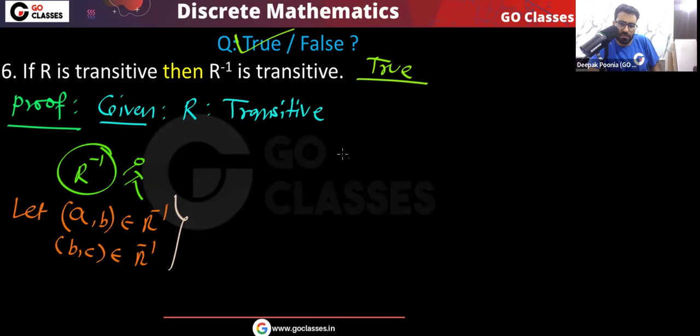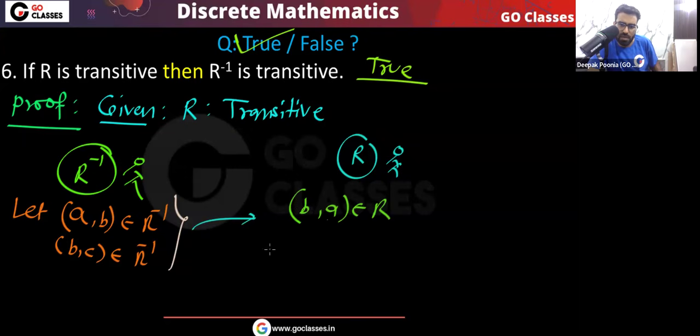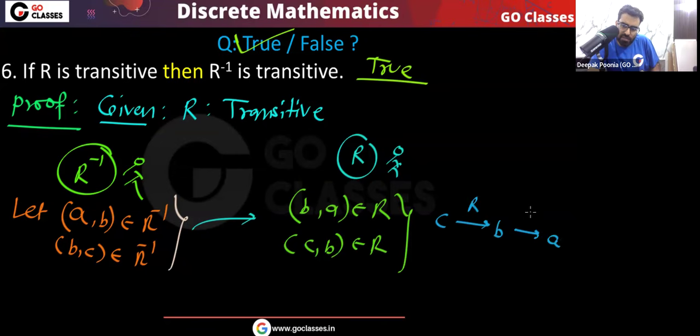Now from here, this is the relation R. So you can see, if AB belongs to R inverse, then BA belongs to R. If BC belongs to R inverse, then CB belongs to R. Do you agree? And remember, R is already transitive. So in relation R, C is related to B, B is related to A. Then because R is already transitive, C will be related to A.